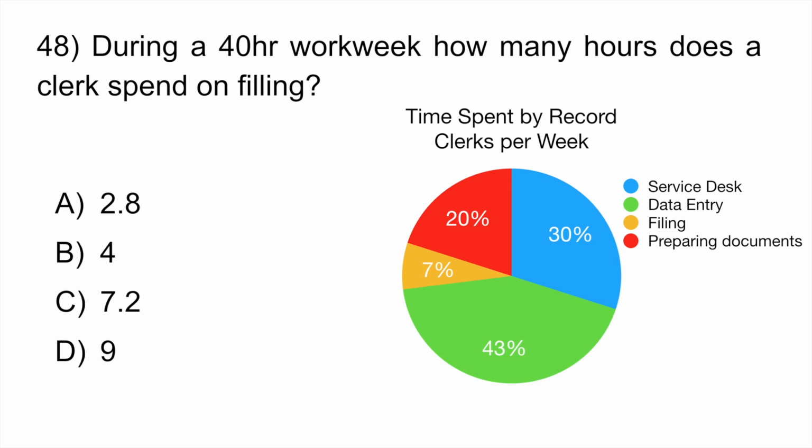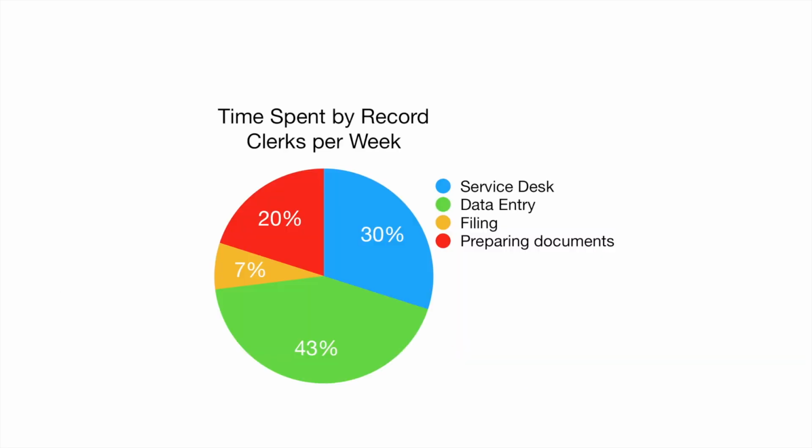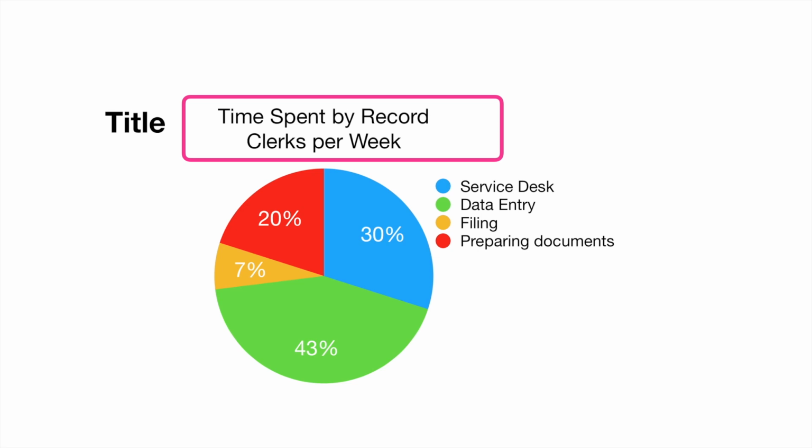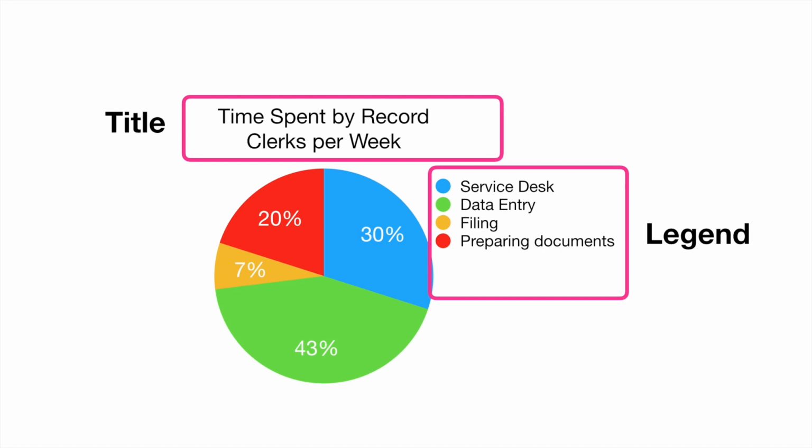During a 40-hour work week, how many hours does a clerk spend on filing? All right, so let's quickly remind ourselves a little bit about circle graphs. This part here, remember, is the title. That's telling you what you're looking at. This thing on the right is the legend, so it tells you what each of the slices of the pie corresponds to. If you look at the section in red, that is preparing documents. So this person spends 20% of their time preparing documents.